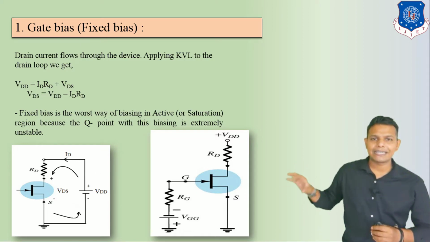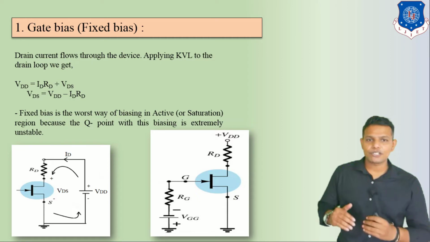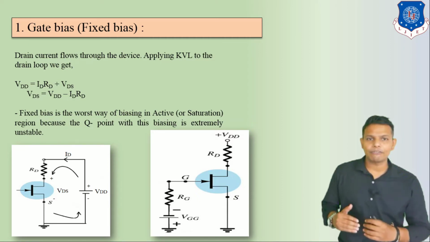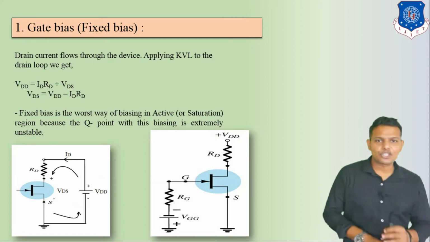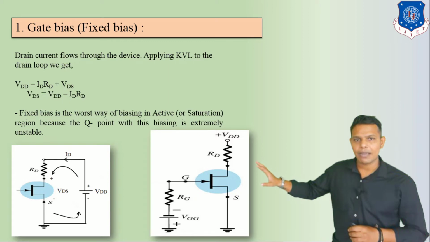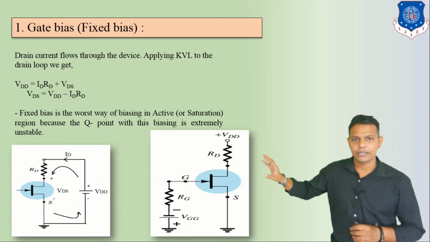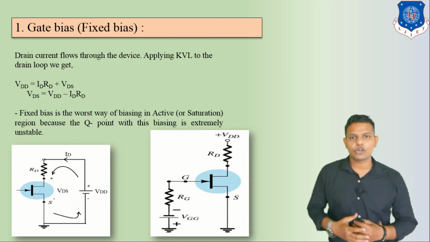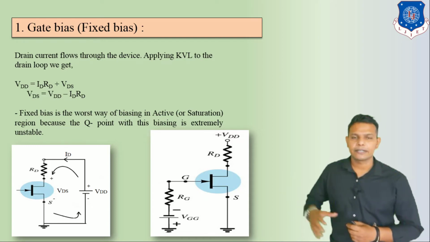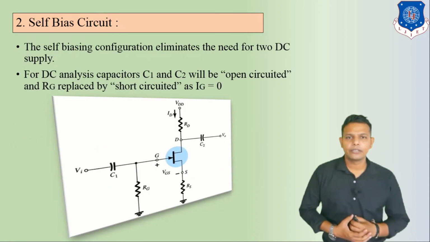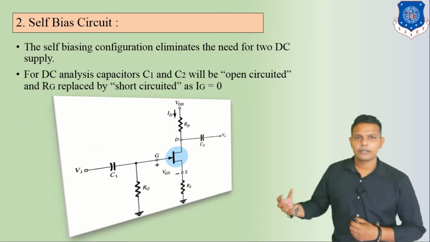This is the gate bias, and it is the worst way of biasing in the active region, because the Q point with this biasing is extremely unstable. So we are not going to use the gate bias or fixed bias circuit because it is an unstable circuit. There may be distortion generated in the circuit. So we move towards number 2.